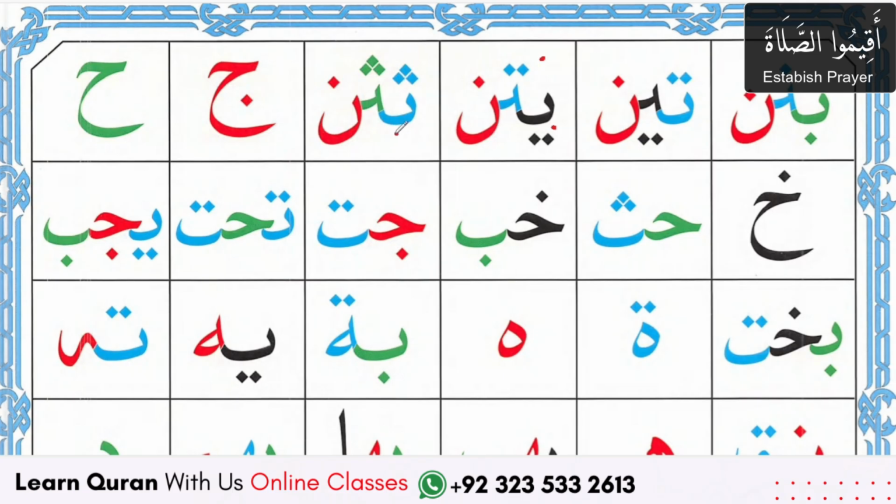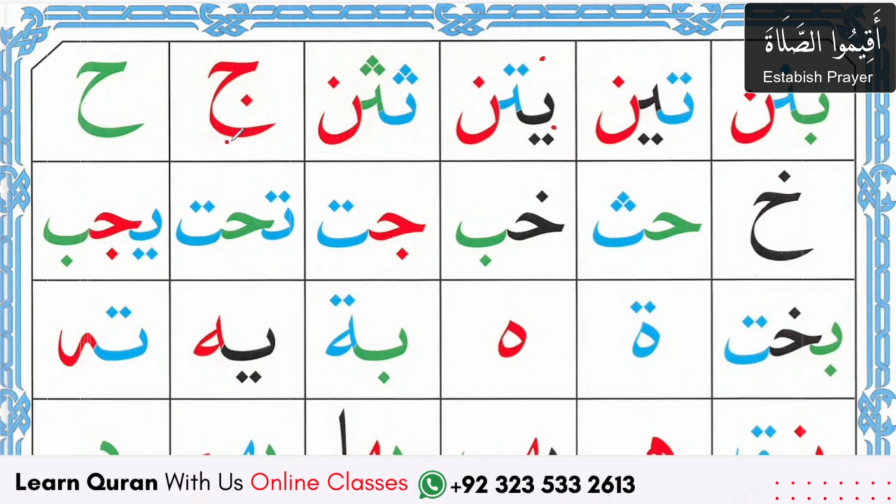The next one, three dots on the top, obviously that is letter Tha. Again we have letter Tha, and then we have letter Noon. Now they are giving us some more individual letters. The first one is letter Jeem, as you already know. The next one is Haa, and here that's letter Khaa. It has one dot on the top.